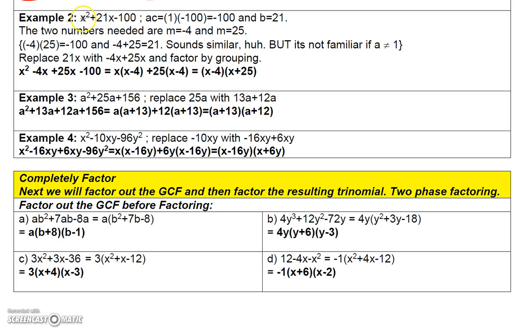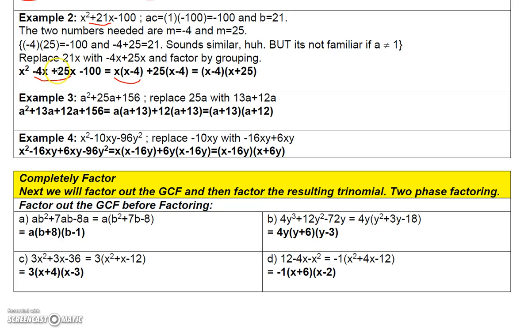Let's just do a couple more. Here we have x squared plus 21x minus 100. So a times c would be negative 100, and of course b would be 21. So again, we need to replace this 21 with two numbers whose product is negative 100 and whose sum is 21. Well, that's going to be negative 4 and 25, like what we had earlier. So you can replace 21x with negative 4x plus 25x. And then if you factor an x out of the first two terms, you get x times x minus 4.